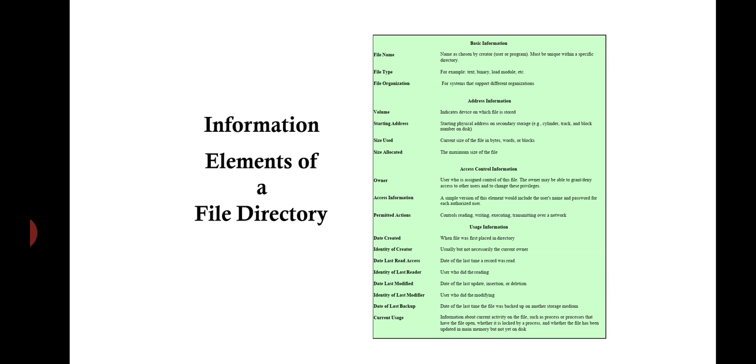These are the information elements of the file directory: file name, type, organization, volume, starting address, size allocated, owner, then access information. That includes date of creation, identity of the creator, date of last read access, date of last backup, and identity of the last modifier. Every piece of information is available in the file elements.